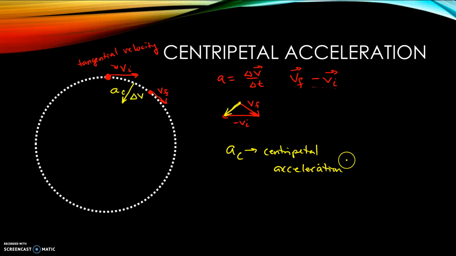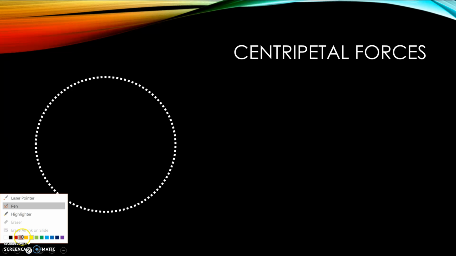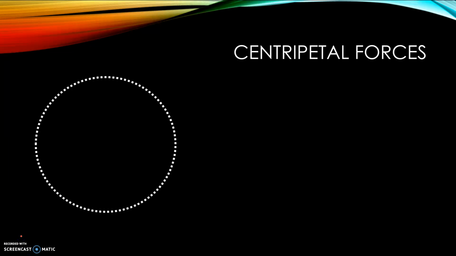Okay, so center seeking. This is always going to point towards the center. The acceleration throughout this whole time is always going to point towards the center of the circular path. Okay, all right, so that's centripetal acceleration. And as we learned with the second law, if we have an acceleration, then we also need to have a force.